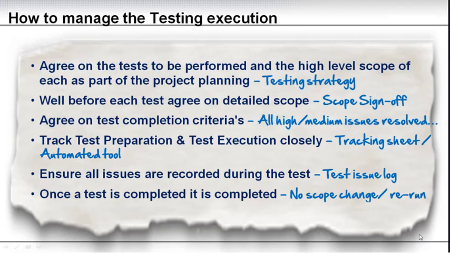Once a test is completed, it is completed. No scope change, no rerun. I've seen on projects where people do not agree that a certain project test is completed and therefore you can go in a loop rerunning the same test scenario again and again and again, and you will never end. You need to have a clear completion criteria, and once it's completed, everyone agrees now this particular test is completed, and thereby you don't touch it no more.